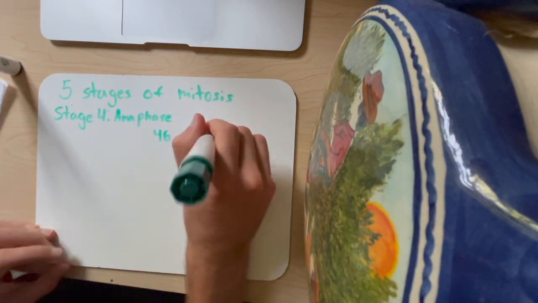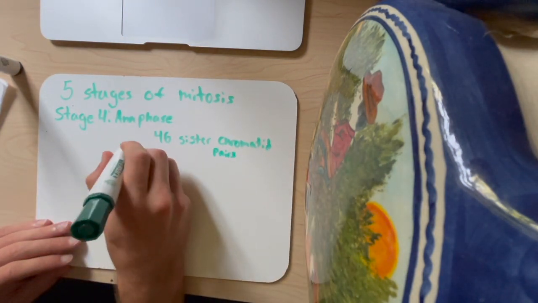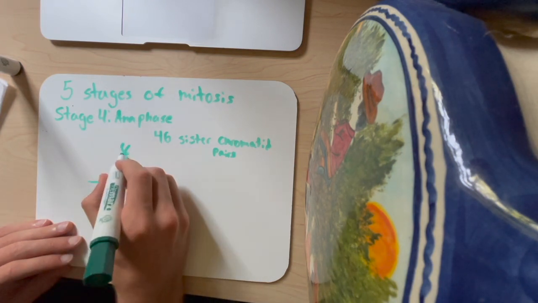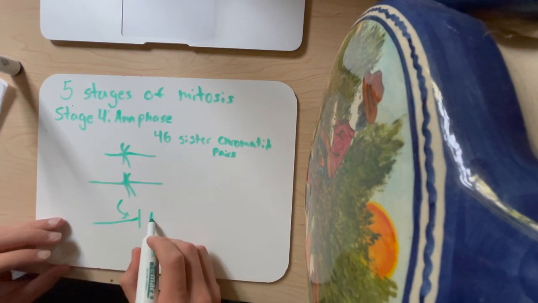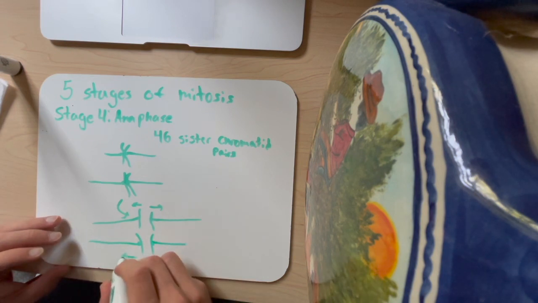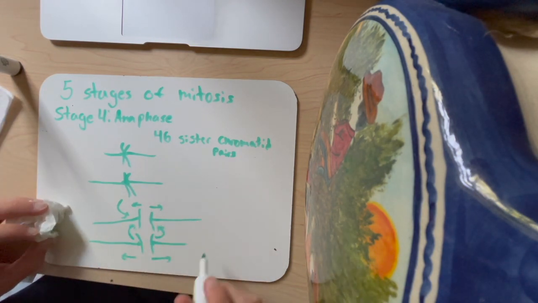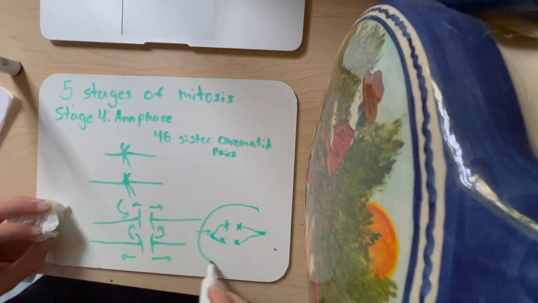The fourth stage of mitosis is anaphase. In anaphase, the sister chromatids are separated synchronously. This forms 2 daughter chromosomes from each chromosome pair, which are then pulled towards opposite spindle poles.